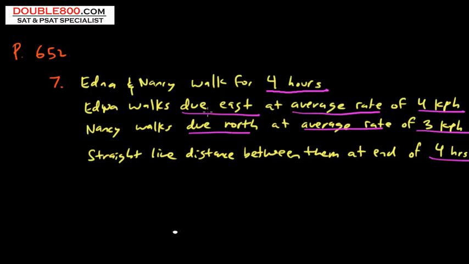Edna walks due east at an average rate of 4 kilometers per hour. So remember, 4 hours, 4 kilometers, due east. Edna now is going to be 4 times 4. She's going to be 16 kilometers east of the house at the end of the 4 hours.